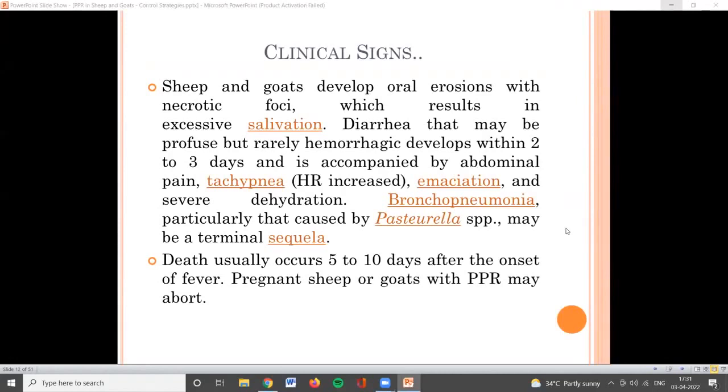So we can prevent death of the animals by giving DNS to the animals, or giving tender leaves and other soft diets. In the last gestation, the pregnant sheep and goats abort with PPR.